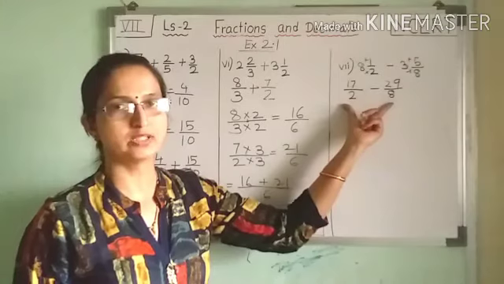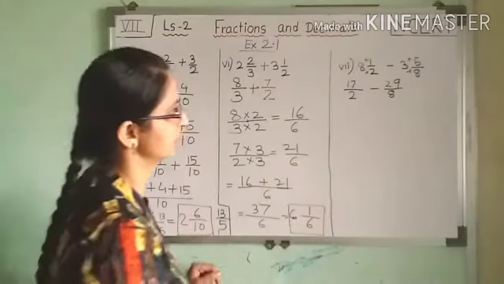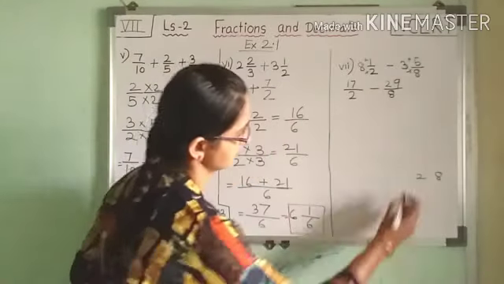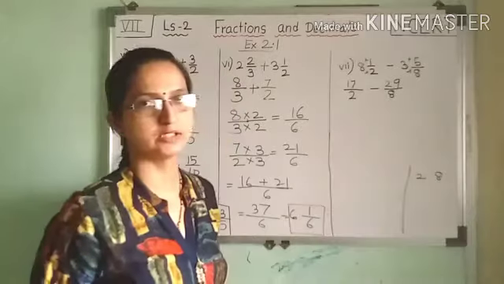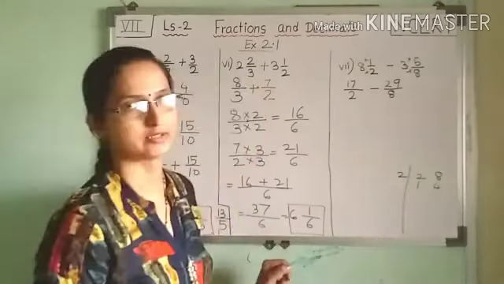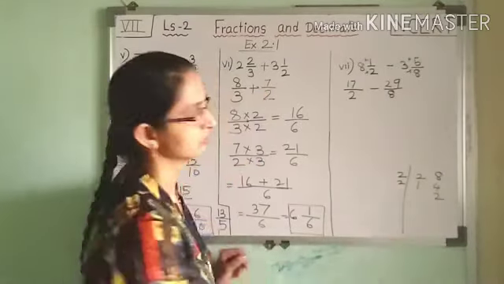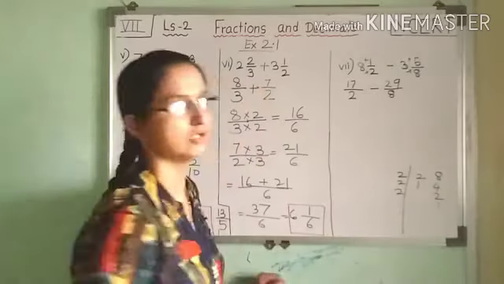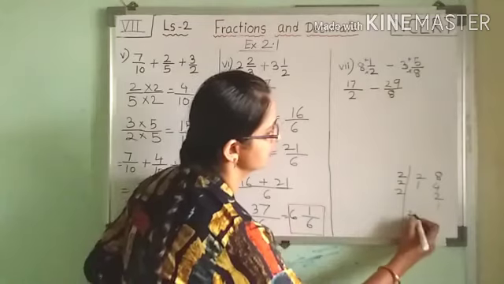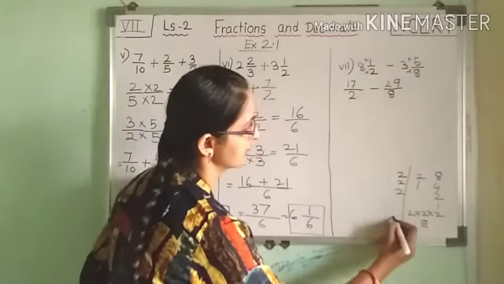Now these are unlike fractions. We have to convert them into like fractions. For this LCM, both numbers are in 2's table. So 2 1s are 2, 2 4s are 8. Again 2 2s are 4. Again 2 1s are 2. So LCM is 2 into 2 into 2. 2 2s are 4, 4 2s are 8. LCM is 8.